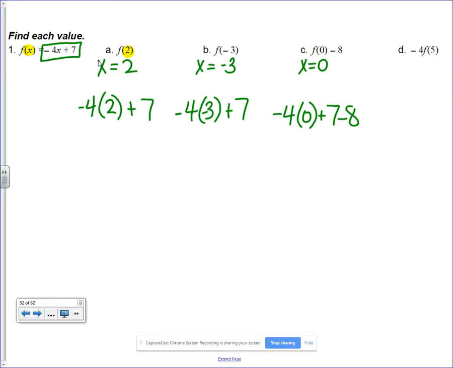All right, one more over here. What's in the X spot this time? 5. So the X is going to turn into a 5. What will that look like, folks?